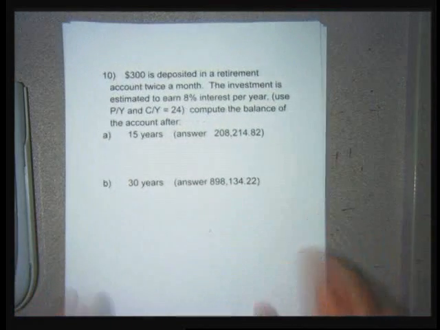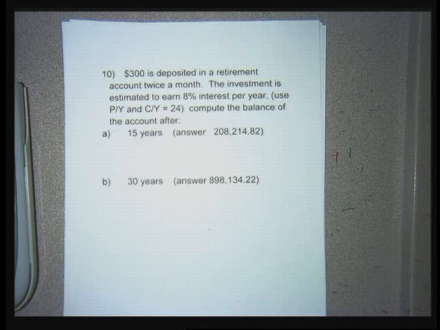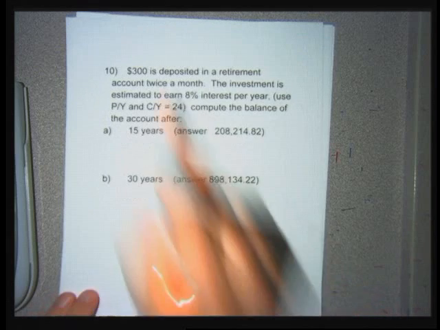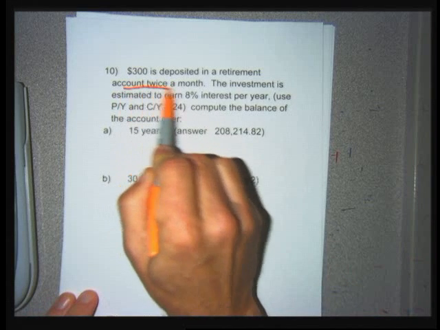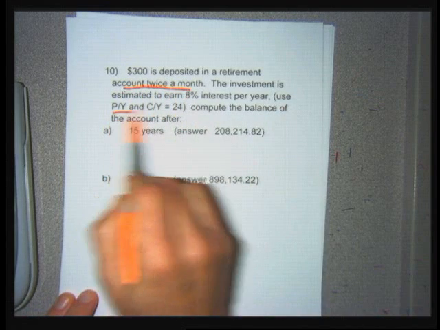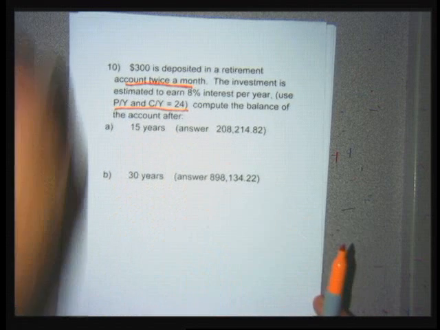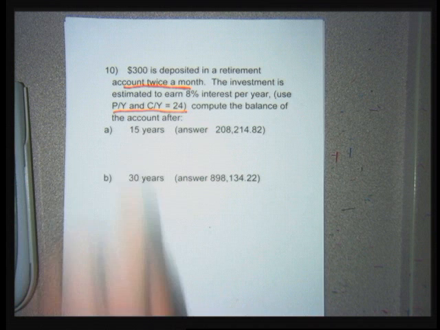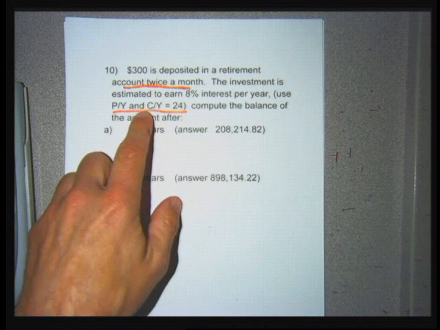The first savings problem is the nice one because it only has one dollar amount. I don't have to worry about signs at all. So I'm depositing $300 a month into a retirement account. I'm getting 8% interest per year. And I was kind. I said I'm depositing twice a month, and use 24, because twice a month is not the same as every 2 weeks. I'm not sure I'm going to be this kind on the test to tell you that this is 24.